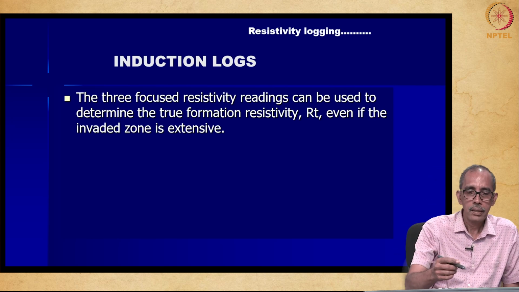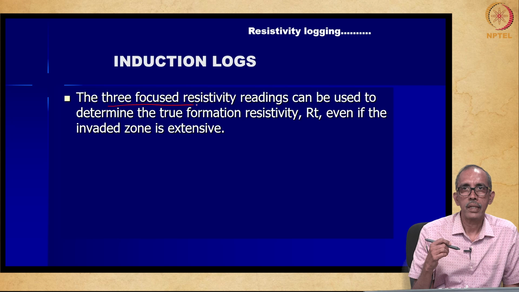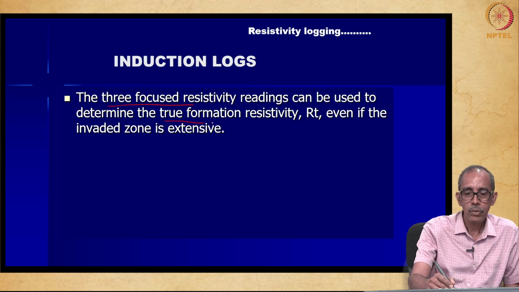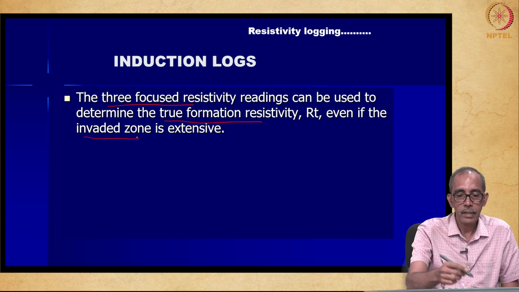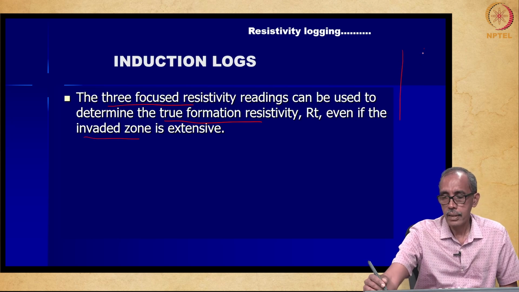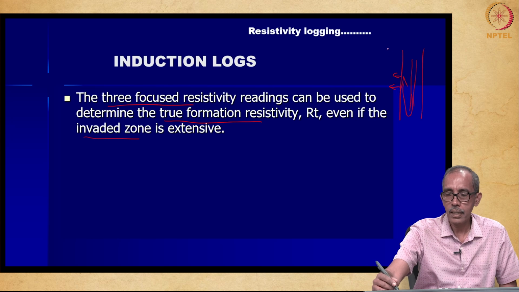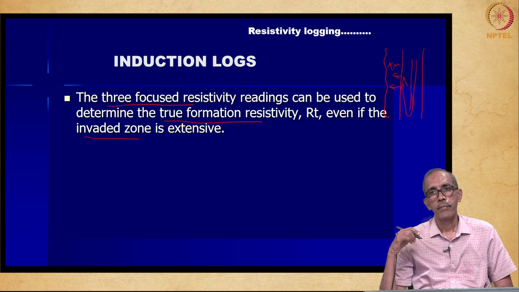This is the popular configuration, right. And the advantage of having these three focused resistivity readings is that they can be used to determine the true formation resistivity, even if there is invasion of mud, right. What is the invaded zone? We had seen initially, right. This is the borehole we are drilling. During the drilling process, we have circulated the mud. The mud would have also invaded into the formation, right. The distance up to which it has invaded is known as the invaded zone, right.